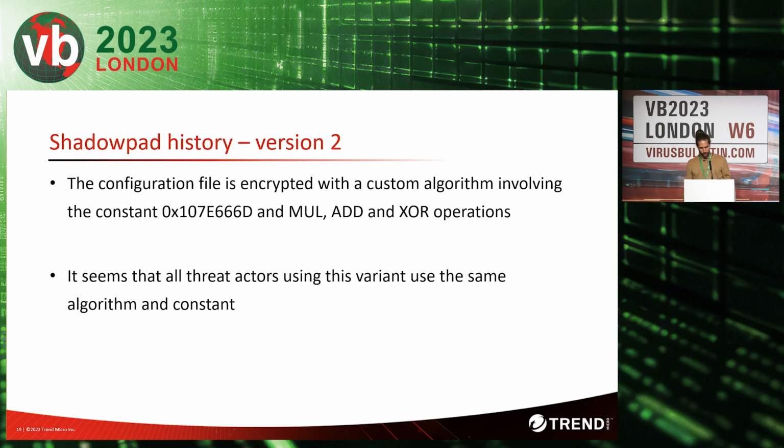In this case, the configuration file is encrypted with a custom algorithm. Also, the algorithm itself is not very important. It's some kind of multiplication, addition, some XOR operations, but it had one hard-coded constant. And as far as we know, in this particular version, all the threat actors that used this variant used the same constant. So you could not use these constants anymore for correlation of samples.